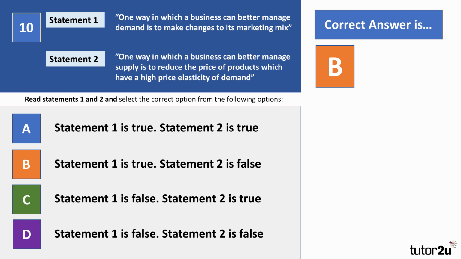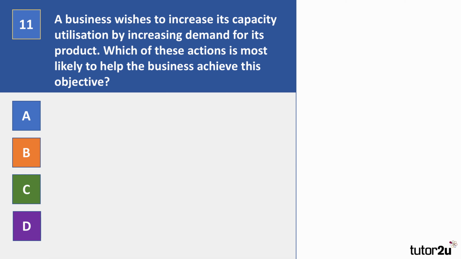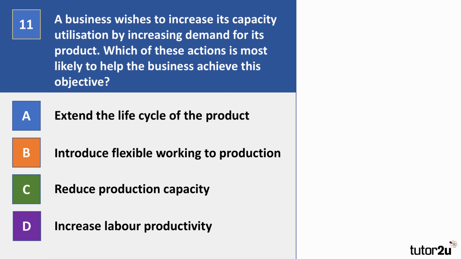Okay, the last 5 questions now, starting with 11. A business wishes to increase its capacity utilisation by increasing demand for its product. Which of these actions is most likely to help the business achieve this objective? Here are 4 options. Pause the video, have a go.